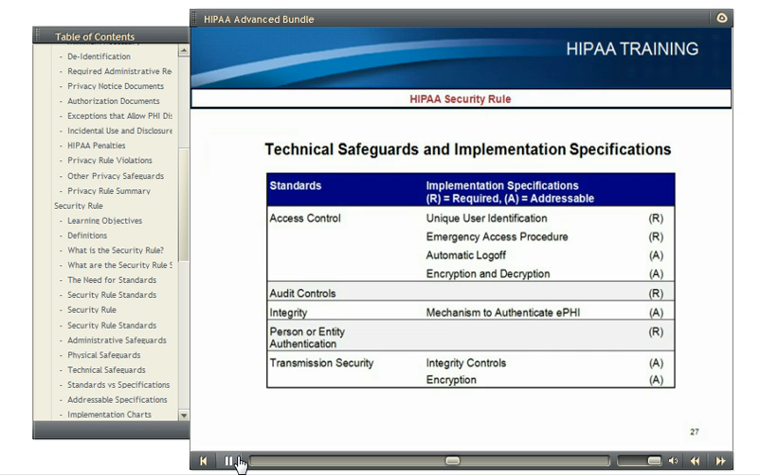Person or entity authentication. Required. Transmission security. Integrity controls. Addressable. Encryption. Addressable.